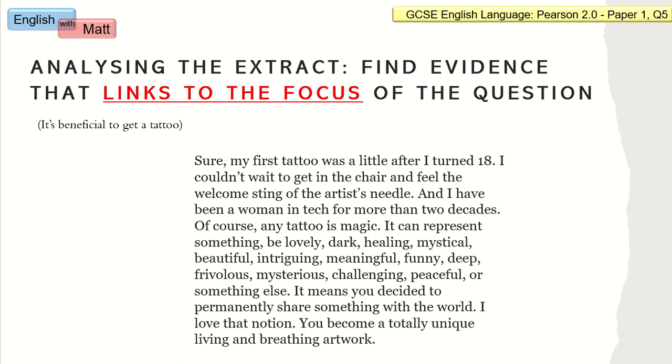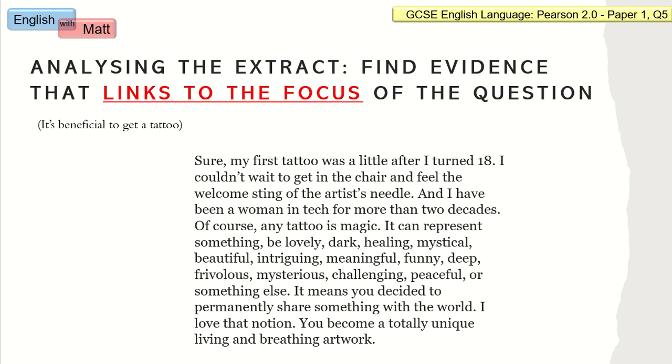Sure, my first tattoo was a little after I turned 18. I couldn't wait to get in the chair and feel the welcoming sting of the artist's needle. And I have been a woman in tech for more than 2 decades. Of course, any tattoo is magic. It can represent something, be lovely, dark, healing, mystical, beautiful, intriguing, meaningful, funny, deep, frivolous, mysterious, challenging, peaceful, or something else. It means you decided to permanently share something with the world. I love that notion. You become a totally unique, living and breathing artwork.